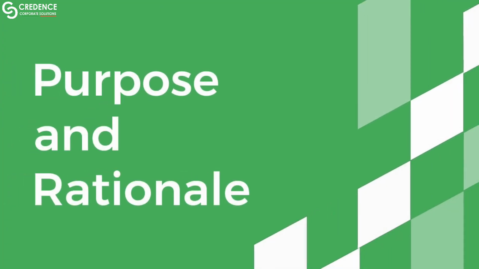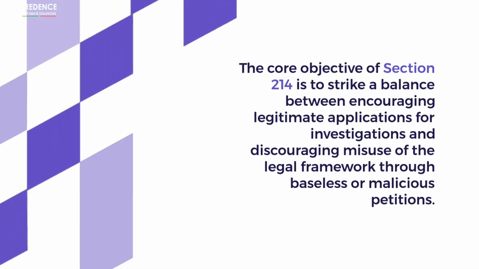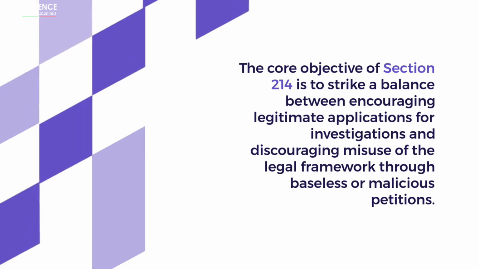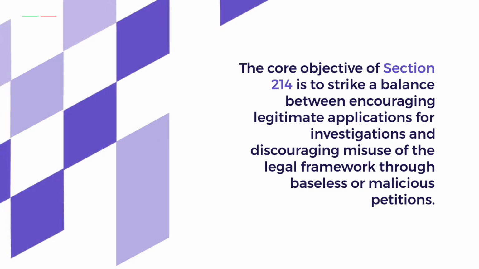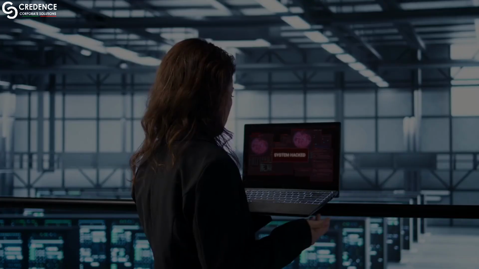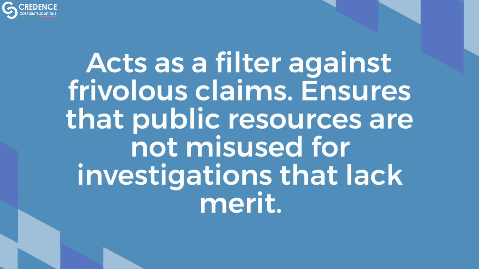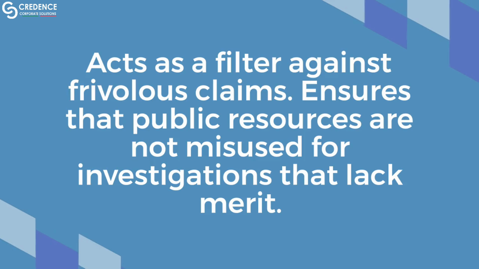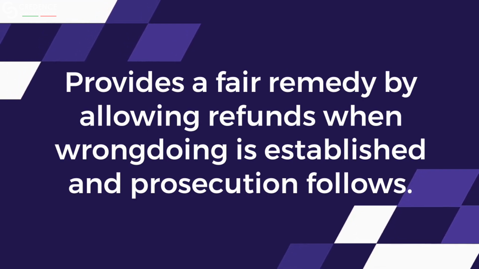Purpose and rationale. The core objective of Section 214 is to strike a balance between encouraging legitimate applications for investigations and discouraging misuse of the legal framework through baseless or malicious petitions. The ability of the central government to seek security acts as a filter against frivolous claims, ensures that public resources are not misused for investigations that lack merit, provides a fair remedy by allowing refunds when wrongdoing is established and prosecution follows.